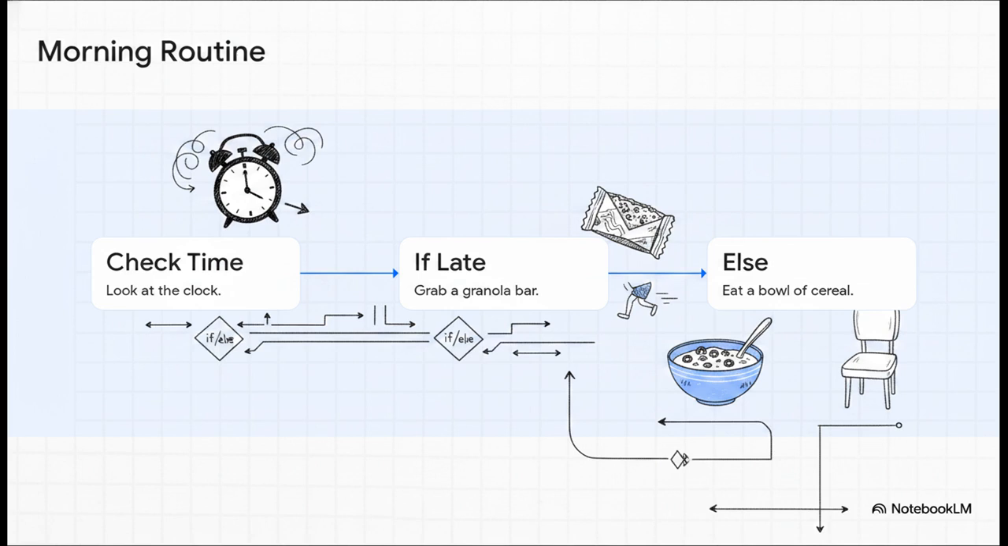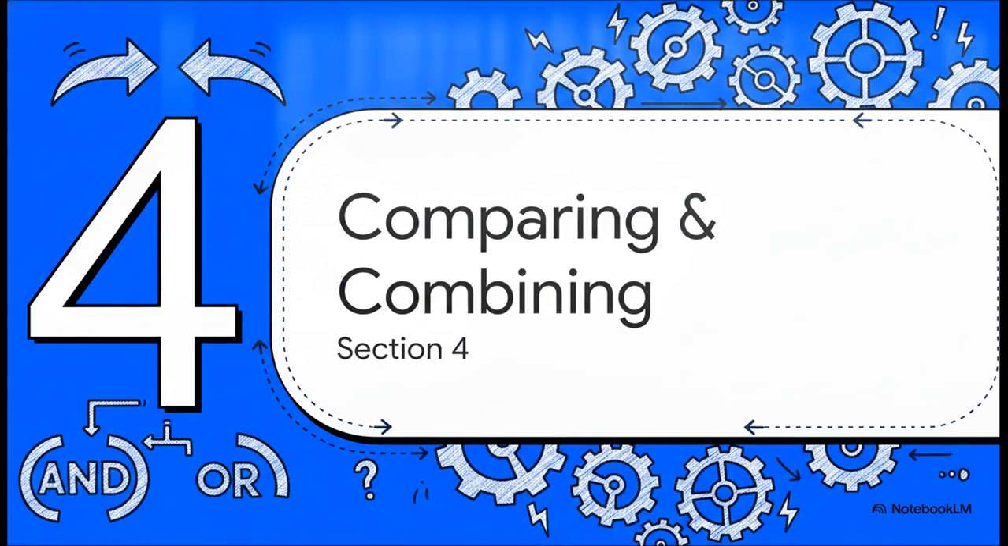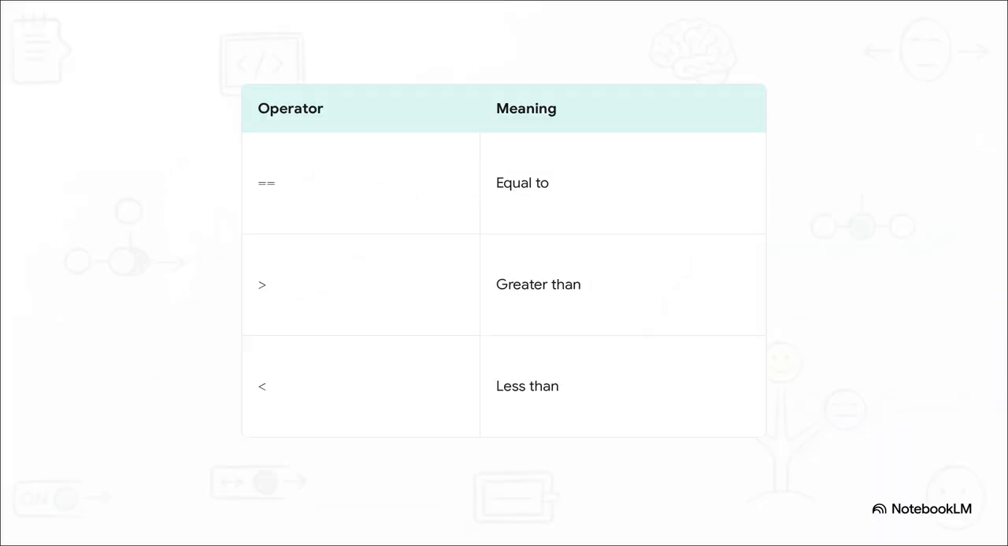Programming is really just learning how to translate your natural human logic into a language that Python understands. Section 4. Comparing and combining rules. Now, what's really interesting here is how simple math symbols completely transform into powerful coding tools. We call these comparison operators.